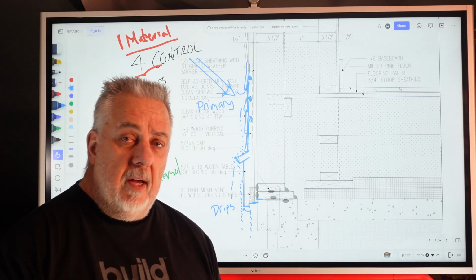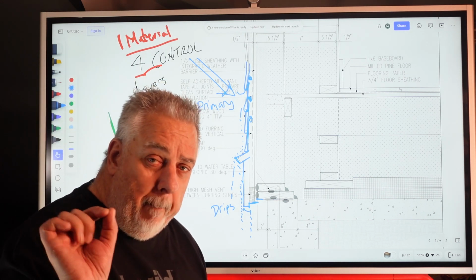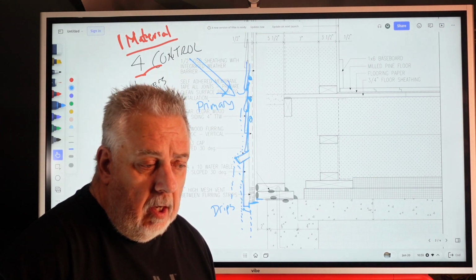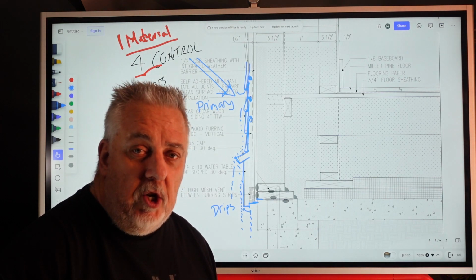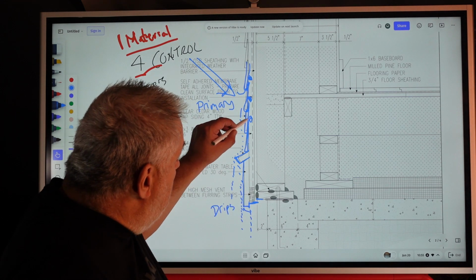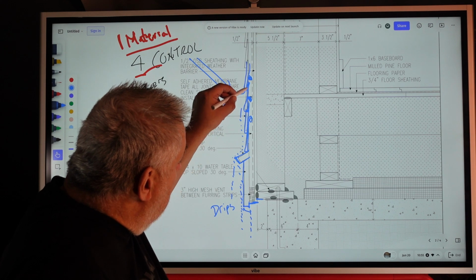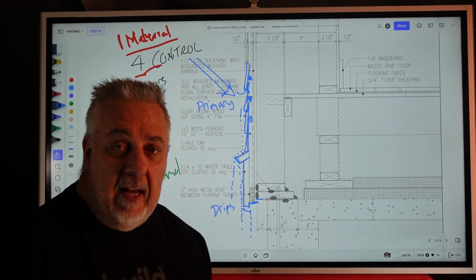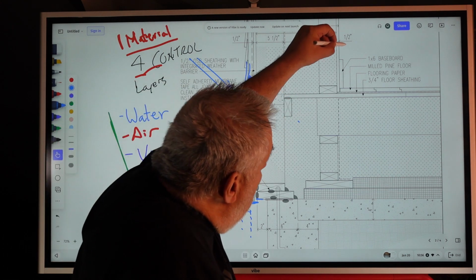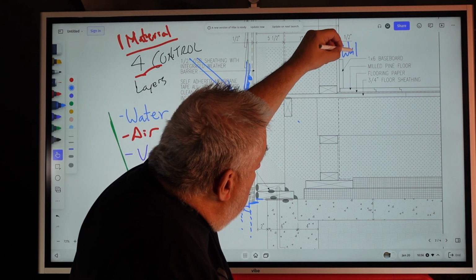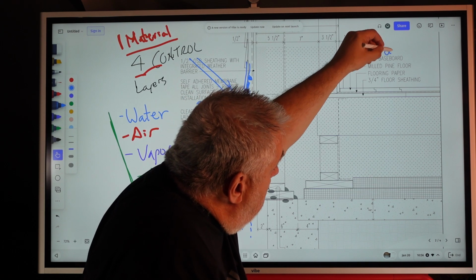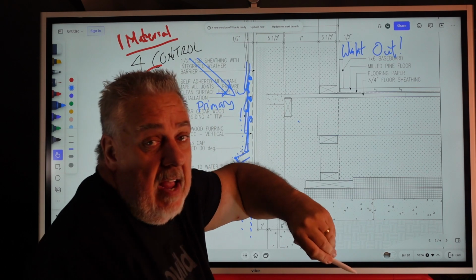And here's the important thing. This is probably one of the most important learning statements in terms of water management, and especially sealant. The minute I put sealant here and I think I'm sealing it out, the question is not what am I sealing out, right? That is not the question.